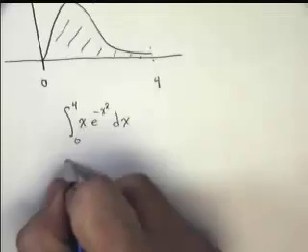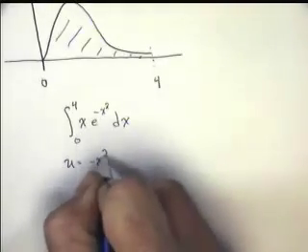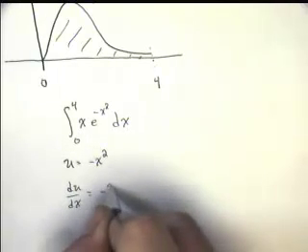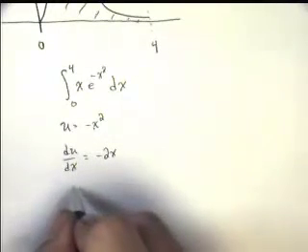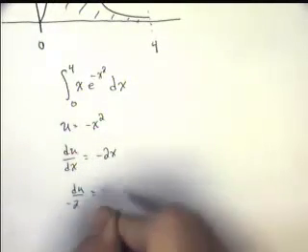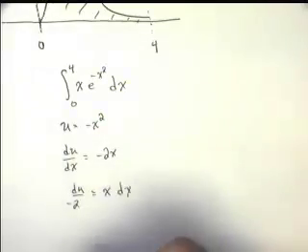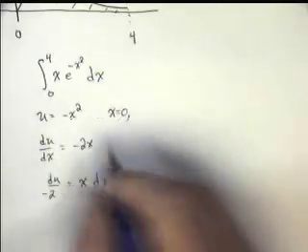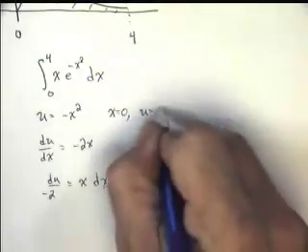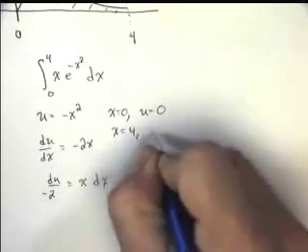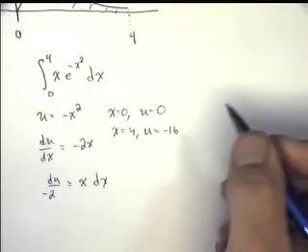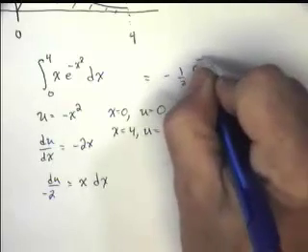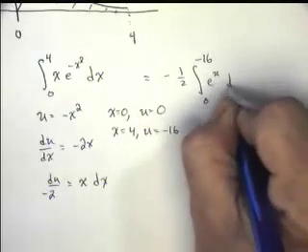So we'll let u equal negative x squared, always the entire exponent, then du dx is negative 2x, or du over negative 2 is x dx. And then when we change our limits, when x equals 0, u equals negative 0 squared, which is 0. When x equals 4, u equals negative 16. So this is minus a half times the integral from 0 to negative 16 of e to the u du.